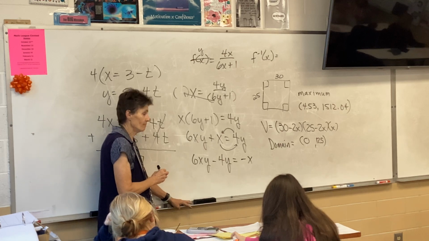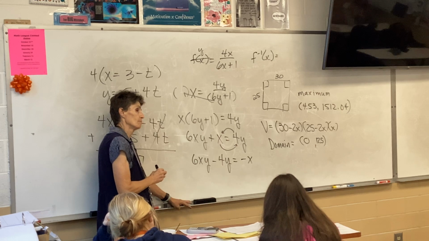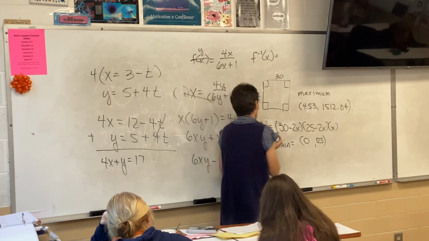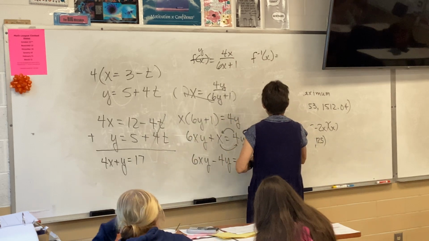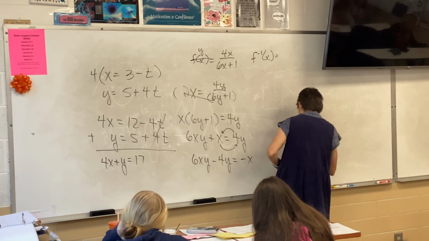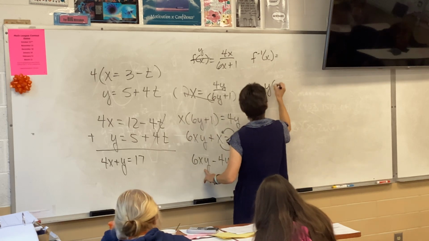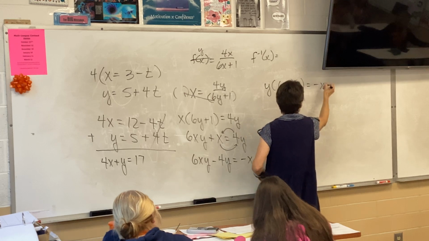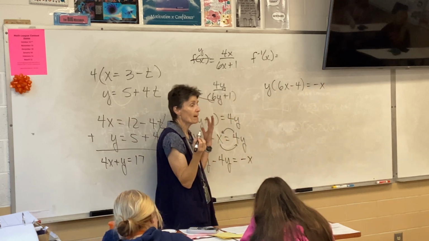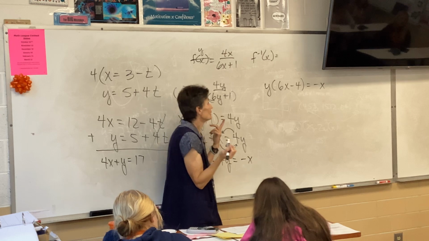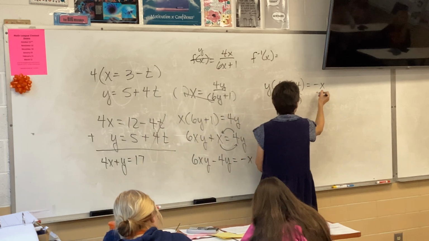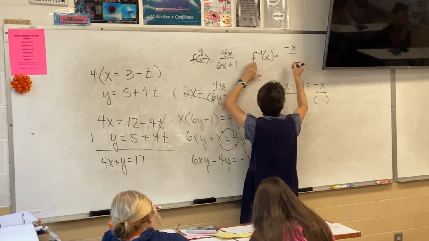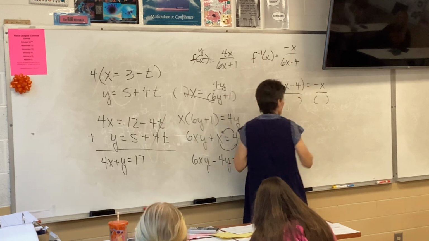And then factor out the y. Remember, ultimately you can only have one y. So once I get them on the same side, I'll factor it out. And then one more step and I'll be ready to write my answer. Divide by the 6x minus 4, in parentheses. So my answer is gonna be negative x over 6x minus 4.